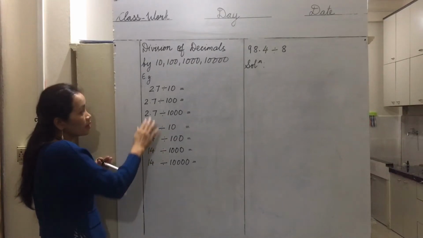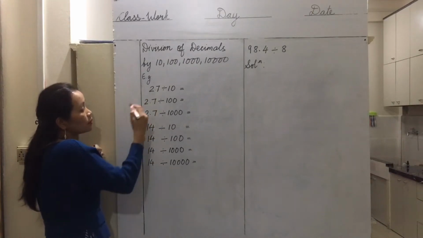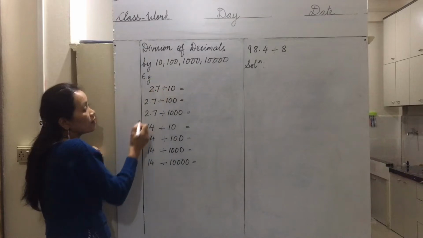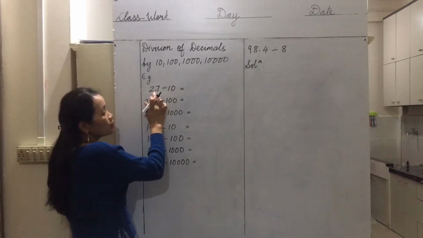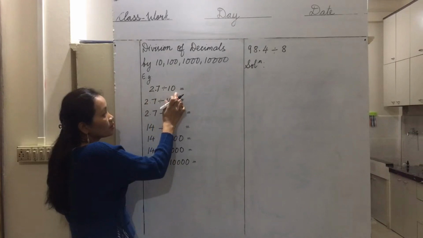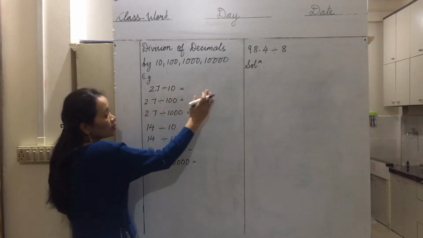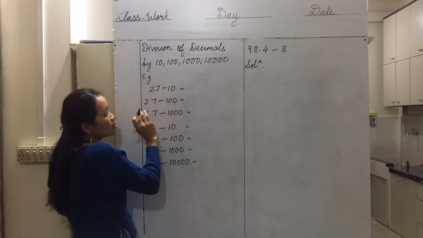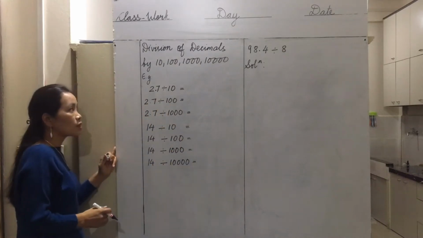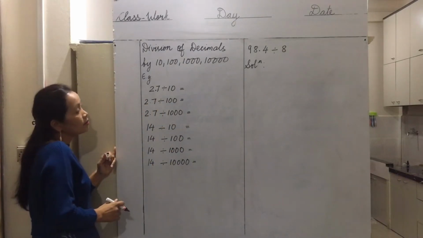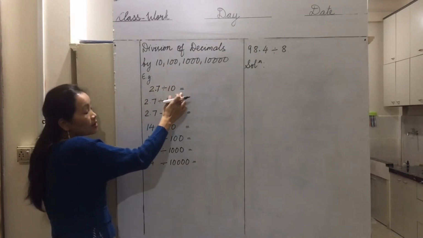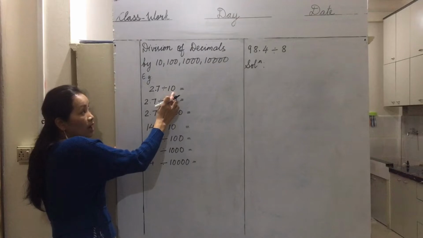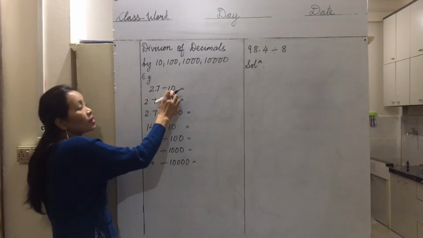Here, in the example we have 2.7 divided by 10. When we are going to divide 2.7 by 10, we do not go for actual division. Here we will just be shifting the place of the point. In multiplication, the point moves to the right depending on the zeros we have in the multiplier.